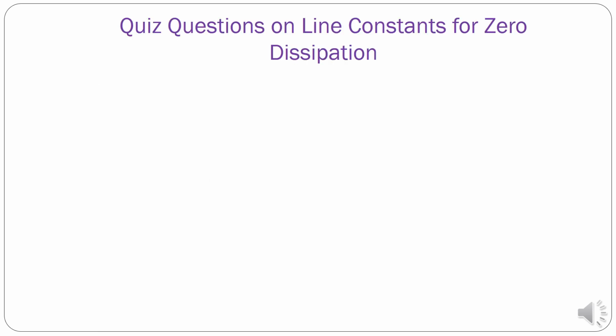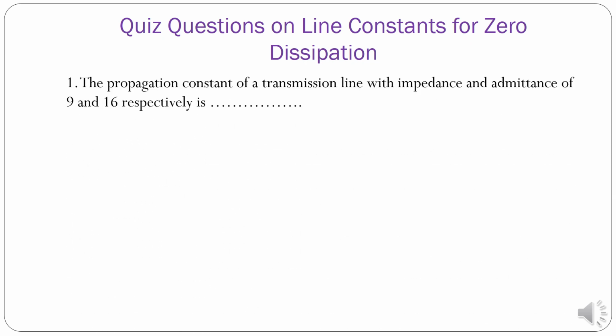So here we wanted to know the line constants for zero dissipation, the propagation constant of the transmission line, impedance and admittance, and how we are going to perform to get the output. If you substitute the values, you will get the required equation.